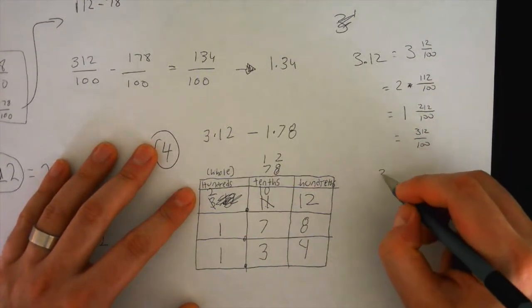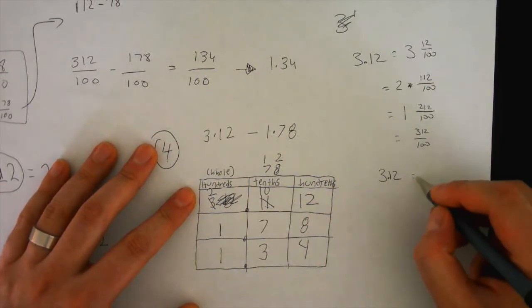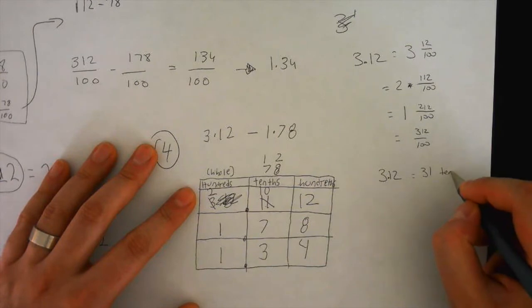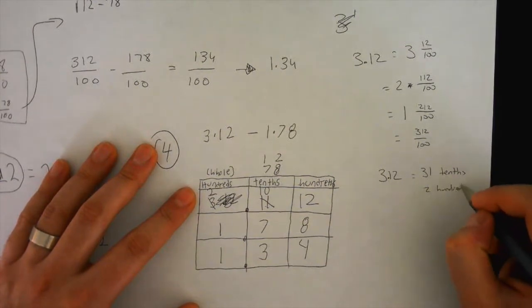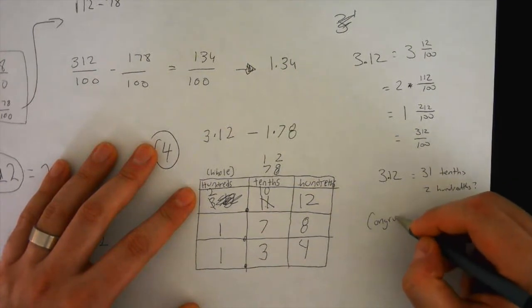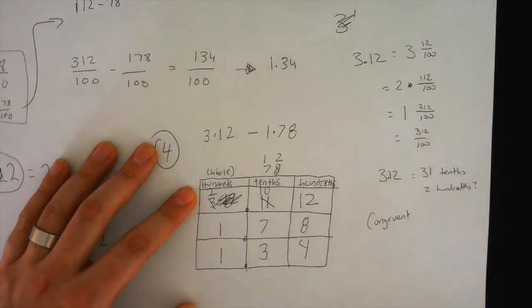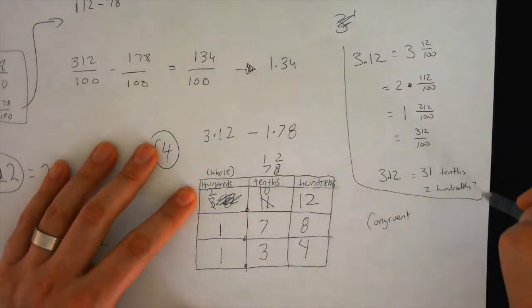Isn't 3 decimal 12 equal to 31 tenths and 2 hundredths? This is all congruent. These are all the same. All of them. All these here are the same.